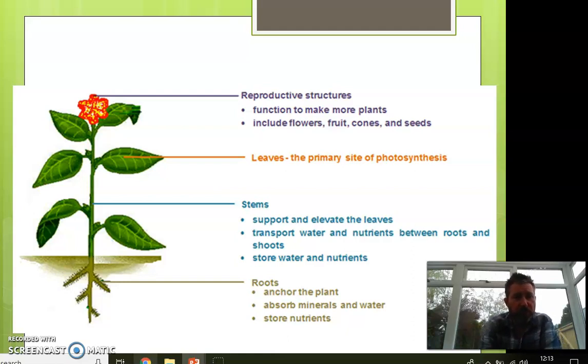The roots do two main jobs. One of the main jobs is they absorb nutrients and water from the soil, but also they anchor the plant. They provide physical anchorage, stop it blowing over or getting blown away, and they also store certain nutrients as well. So those are the four main parts of a plant, and you should know what they are and what they do. Right, but let's look at the leaf in more detail.